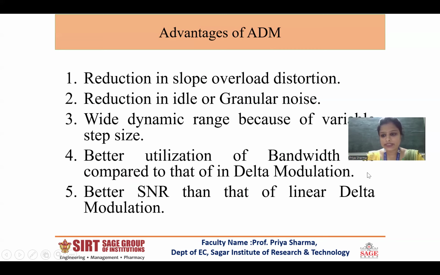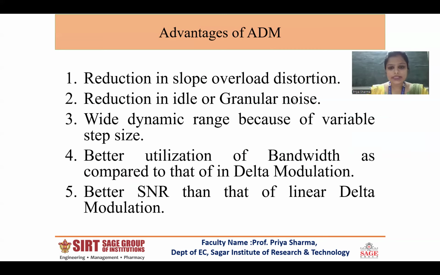Coming to the advantages: there is a reduction in slope overload distortion, as we discussed earlier. Reduction in idle or granular noise, as discussed earlier. Wide dynamic range because of variable step size. Obviously, it can increase its step size by 1.5. Better utilization of bandwidth as compared to delta modulation, and better signal to noise ratio than linear delta modulation. So we conclude this PPT here.